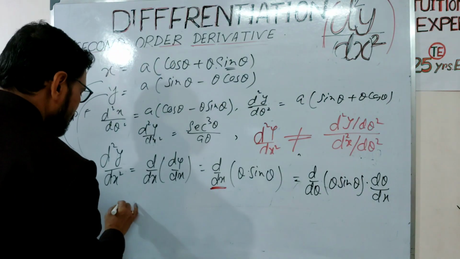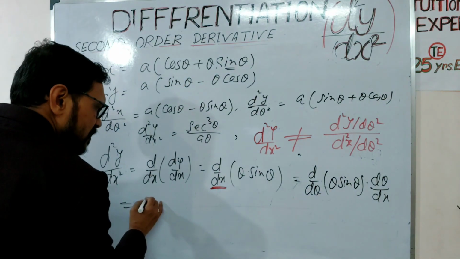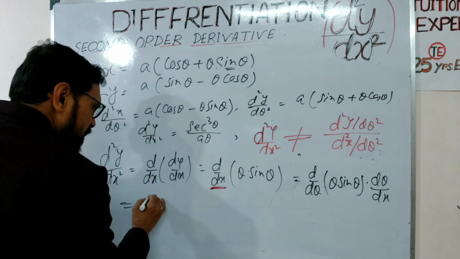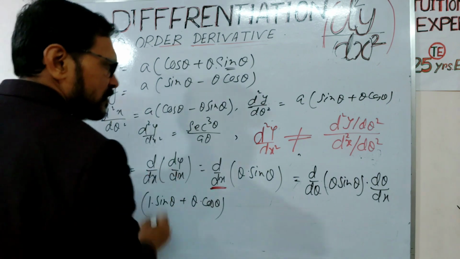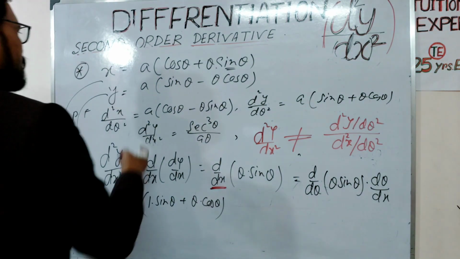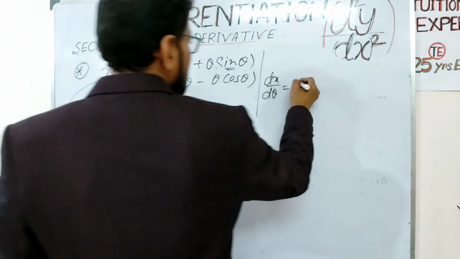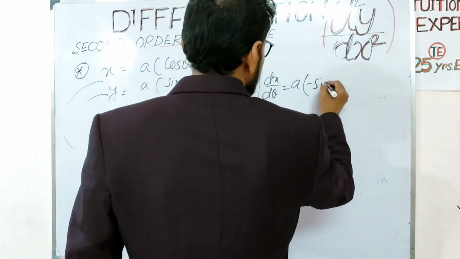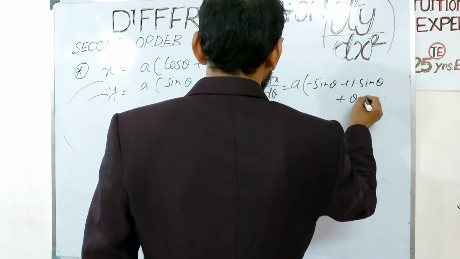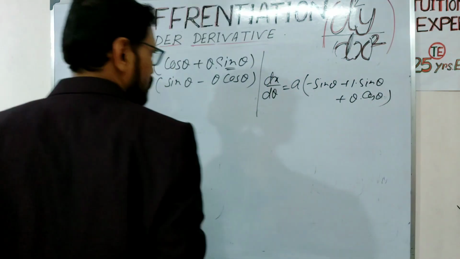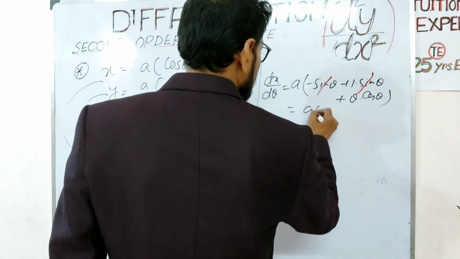Now the derivative of this is the normal UV rule. Theta derivative is 1 into sin theta plus theta into sin theta derivative, which is cos theta. Now d theta by dx, what is d theta by dx? We know dx by d theta equal to a into cos theta derivative is minus sin theta, plus theta derivative 1 into sin theta plus theta into cos theta. So dx by d theta equals this. This cancels, that is a theta cos theta.